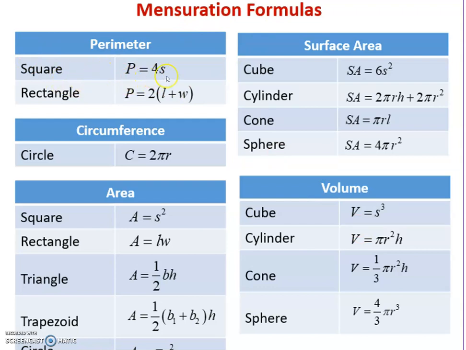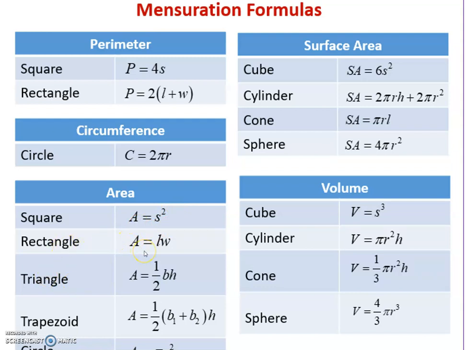Perimeter. Square: P is equal to 4 into S. Rectangle: P is equal to 2 into (L plus W), or you may write 2L plus 2W, it does not matter. L means length, W means width. Circle: circumference is 2 pi r. Now area. Square: capital A is equal to S square, means side square.